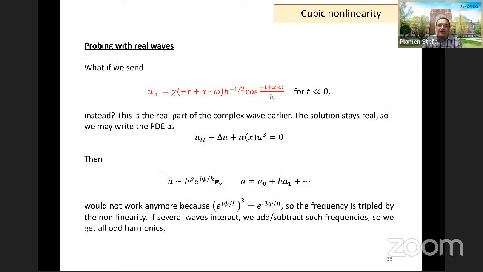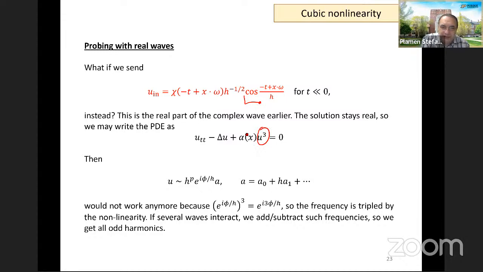Okay, so now what if you probe with real waves, which is actually what you need if you really model something real, unless it is the Schrodinger equation or something like this, you probably need real solutions. So if you send a real wave, which is just the real part of the previous one, of course, this is not a linear equation. You're not going to get the real part of the previous solution, right? You get interesting things. The solution stays real, so you can just write the nonlinearity like this.